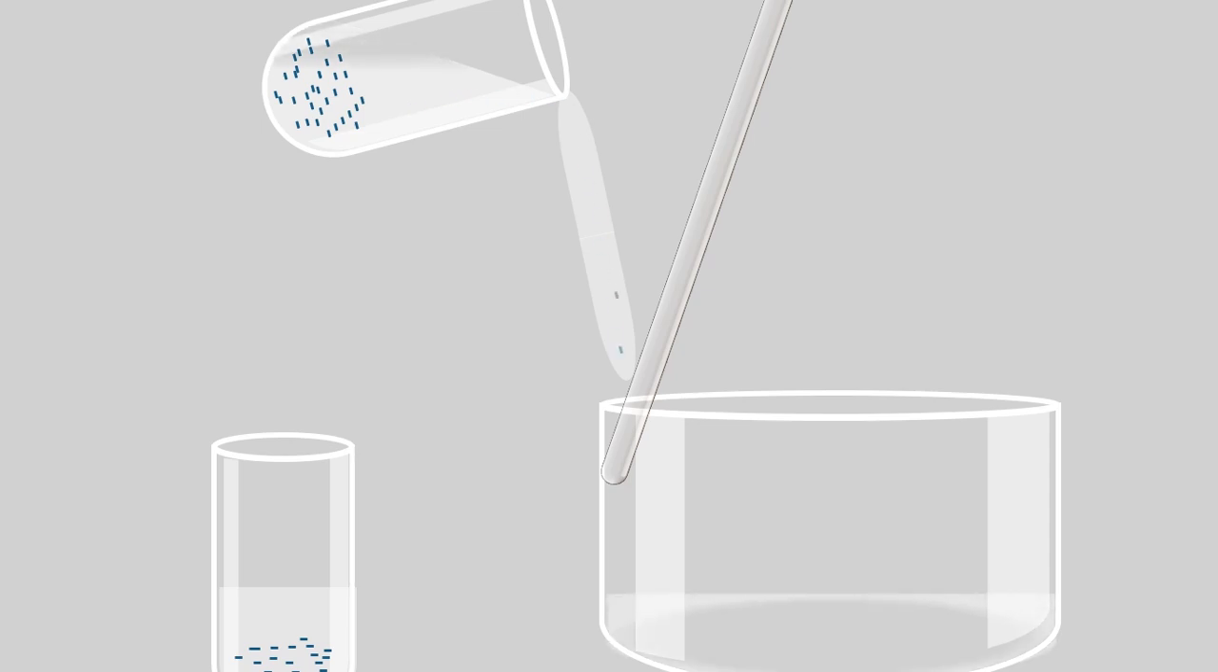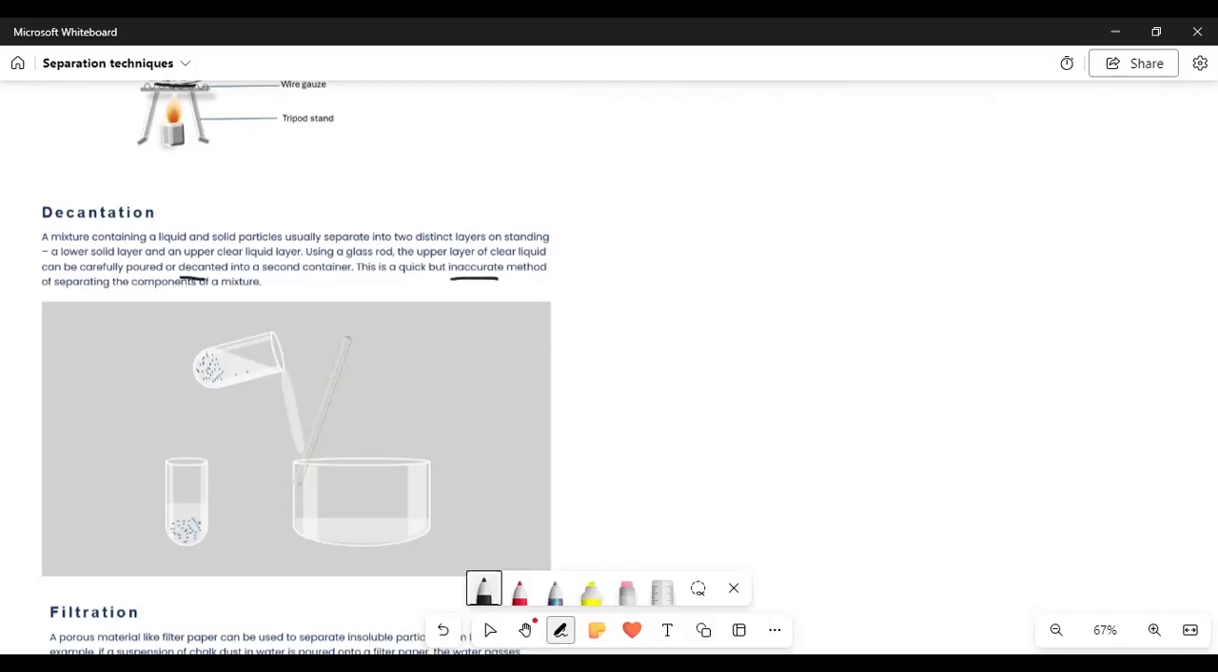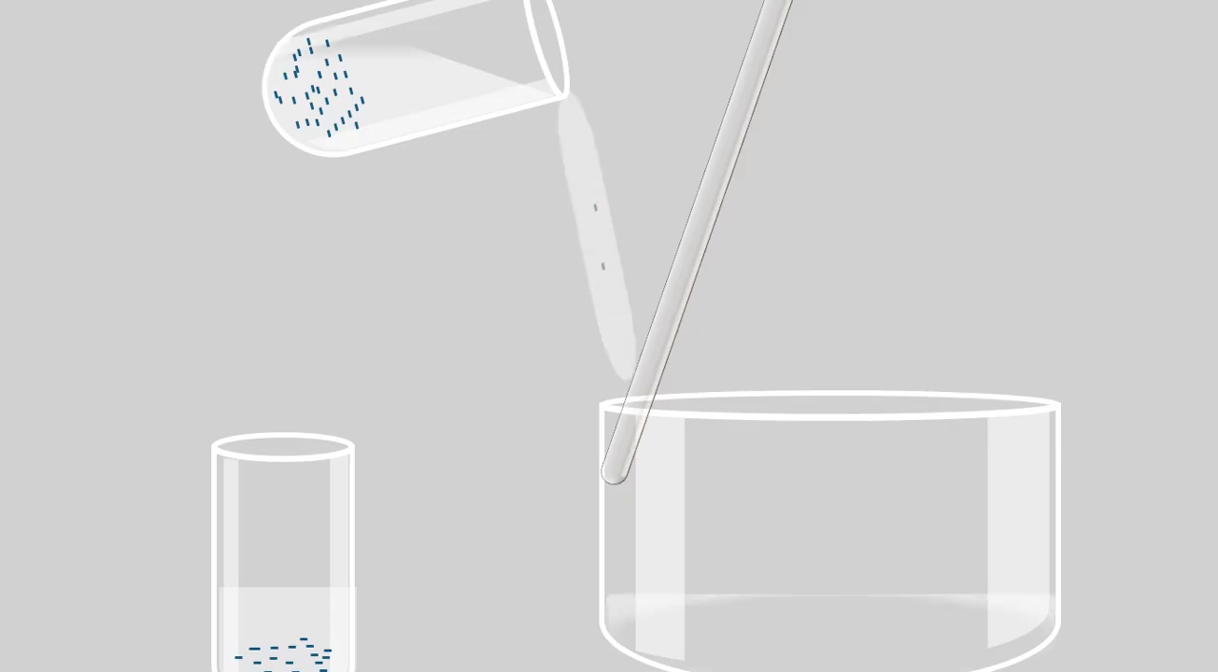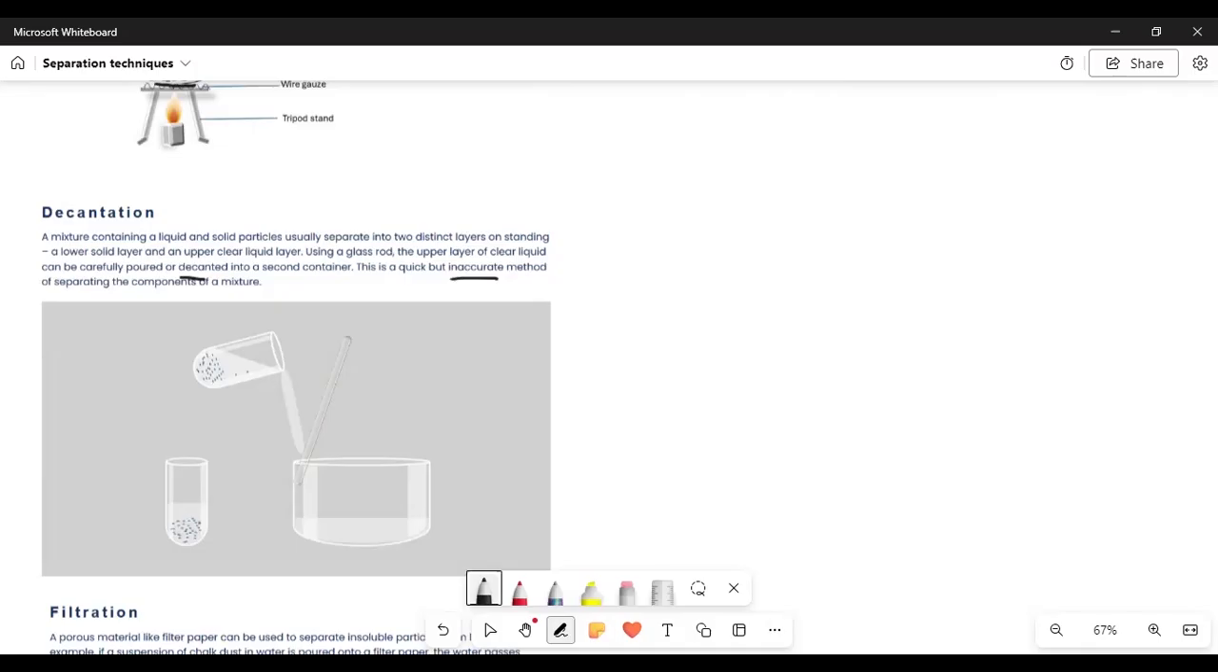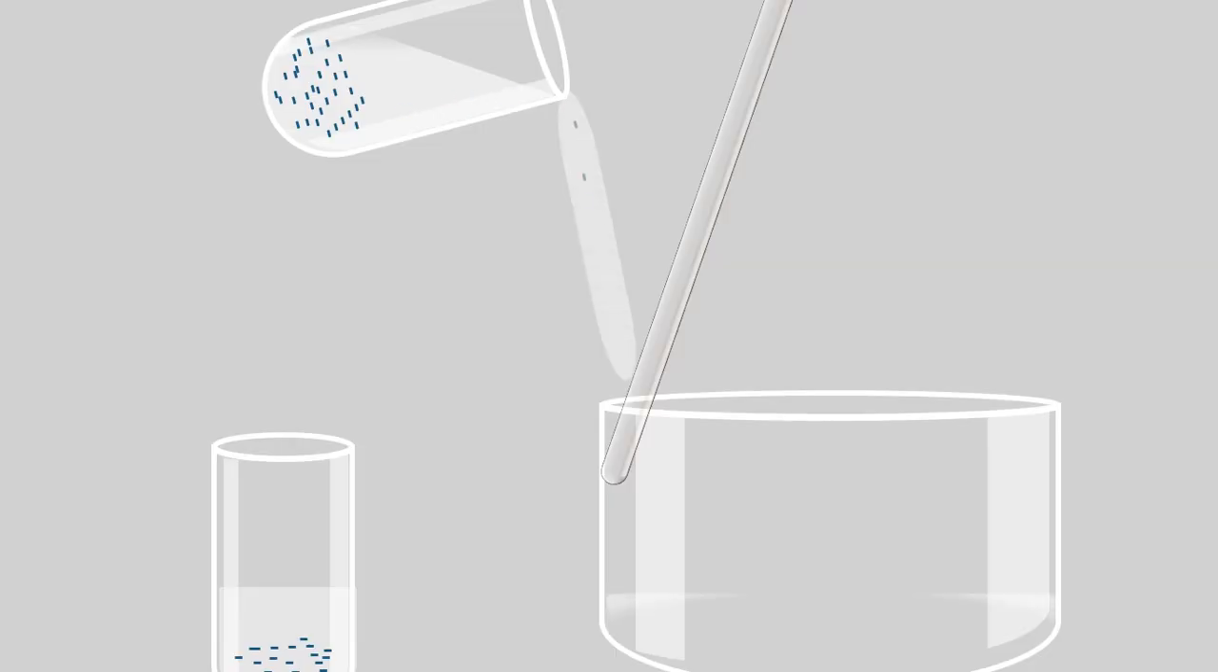This is a quick but inaccurate method of separating the components of a mixture. It is inaccurate because while decanting the clear layer of liquid, some particles of the solid may also follow that clear layer of liquid. That's the essence of having this glass rod here, so that any particle of solid that escapes from this cup will be prevented by the glass rod from entering into this container. Of course, some of them may eventually enter. That is why we say it's an inaccurate method of separation. Okay, so here is a simulation of decantation.